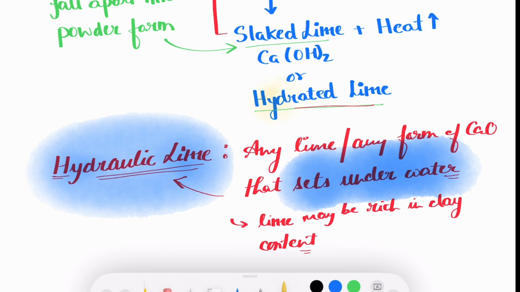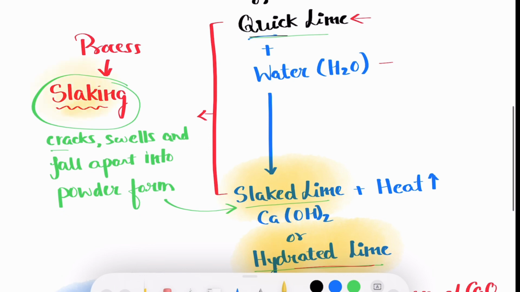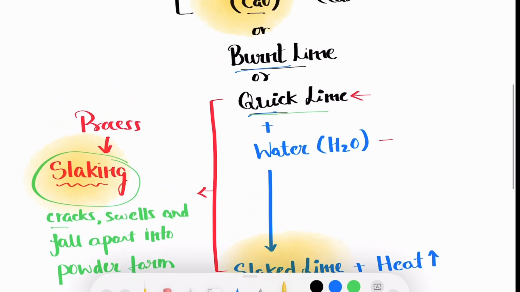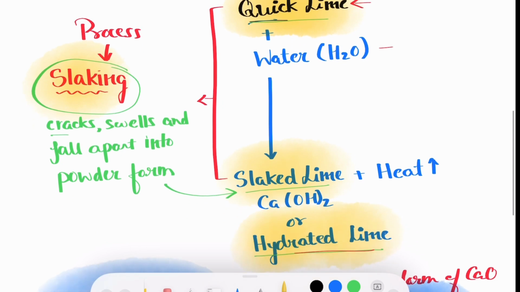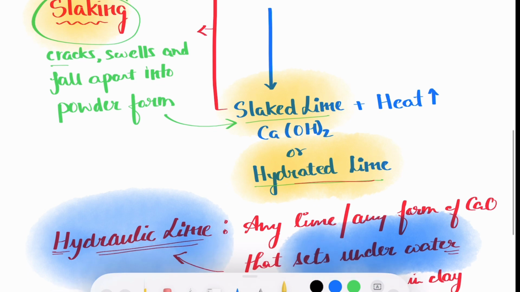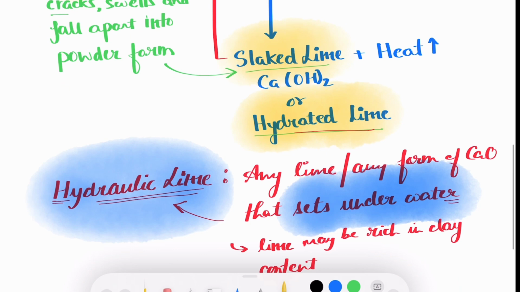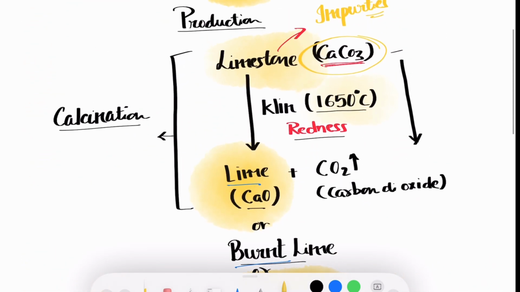While hydrated lime is a totally different term. Hydrated lime refers to the slaked lime that is obtained by the process called slaking, which is when water is added to quicklime or pure lime, through which the lime cracks, swells, and falls apart into powder form. Okay, so this is the difference between hydraulic lime and hydrated lime. So these are the general properties of lime.